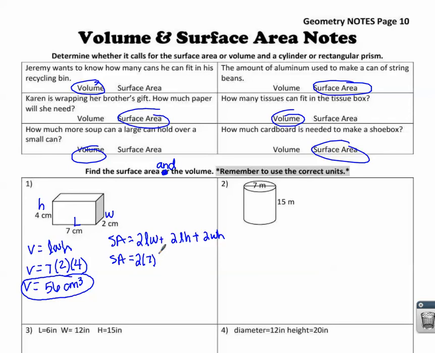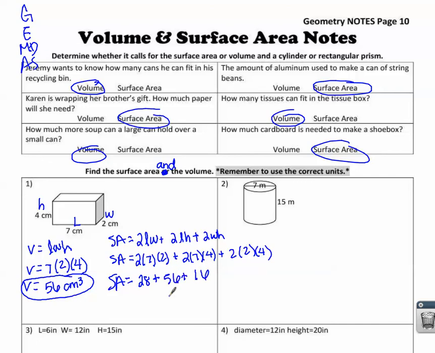So I have 2 times 7 times 2 plus 2 times 7 times 4 plus 2 times 2 times 4. Remember, order of operations, state that you want to multiply before you add. So for each of these sections, I'm going to multiply. So here you get 14 times 2, which is 28, plus 14 times 4, which is 56, plus 4 times 4, which is 16. Now you add everything together, and you should get 100 centimeters squared. This is area, so it is going to be units squared.